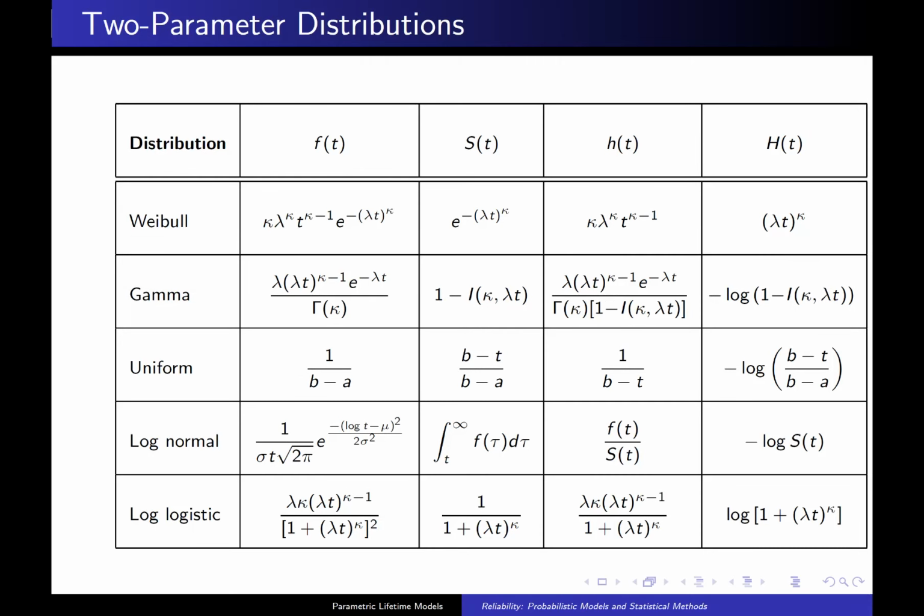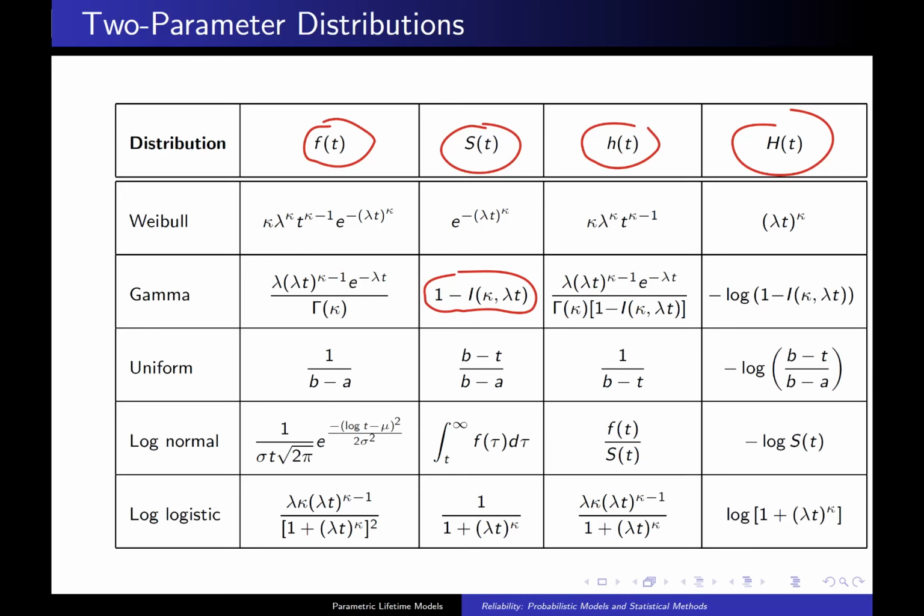Here are the two-parameter distributions. The first is the Weibull, and we've gone through it in detail. And you can see we have the probability density function, survivor function, hazard function, and cumulative hazard function for each of these distributions. The second on the list there is the gamma distribution. You can see once again with the gamma distribution, one of its downsides here is that the incomplete gamma function is used to determine the survivor function.